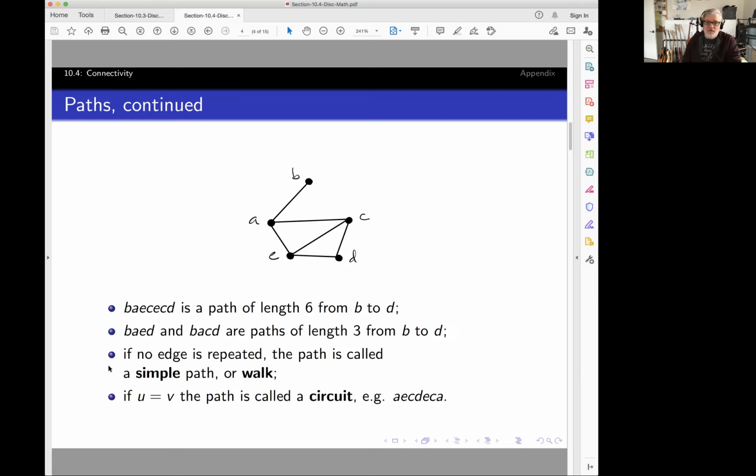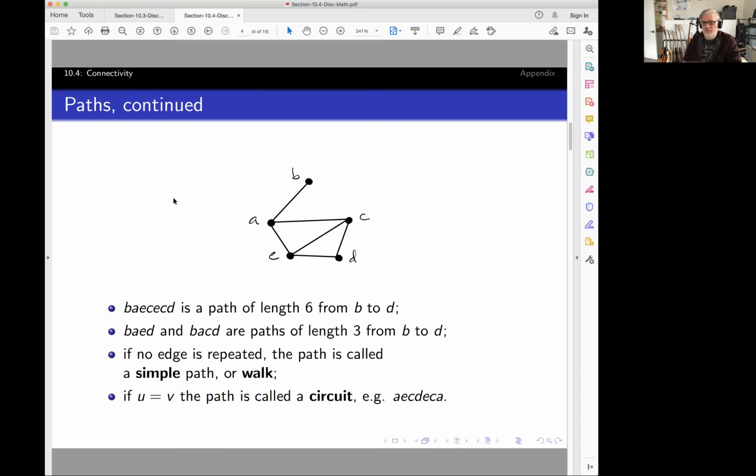Now, if no edge is repeated, we call the path a simple path. A walk is also used. And if you start and end at the same vertex, if U equals V, we call the path a circuit. So here's an example: A, E, C, D, E, C, A. Yeah, so that's a circuit.